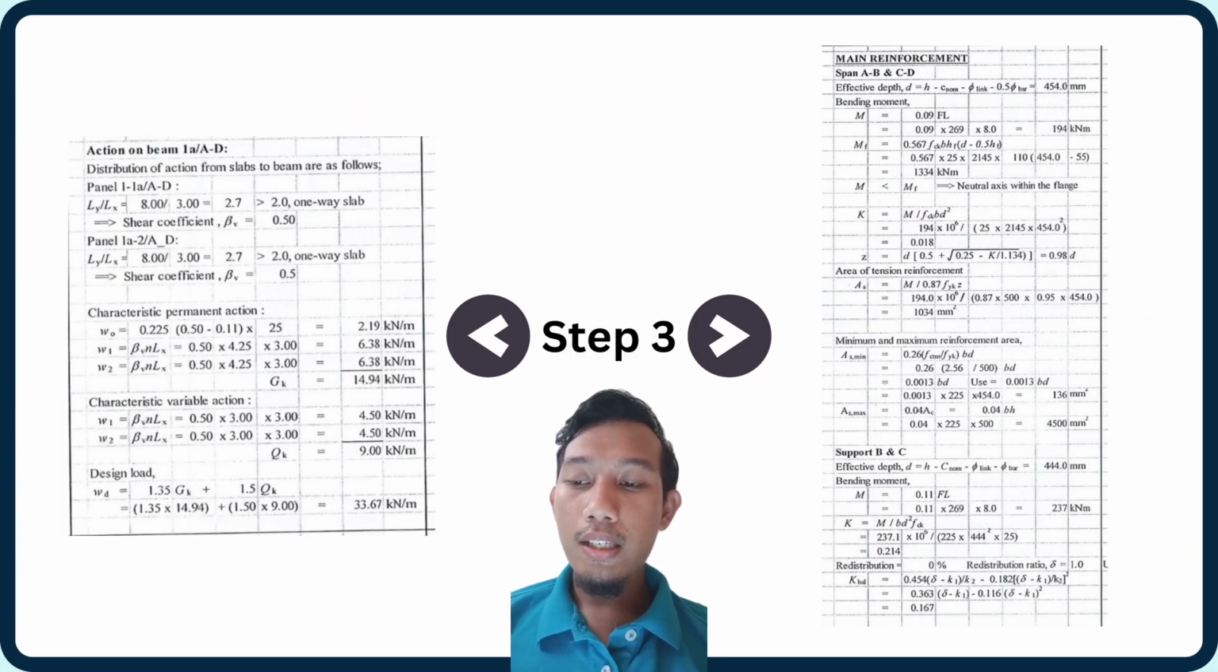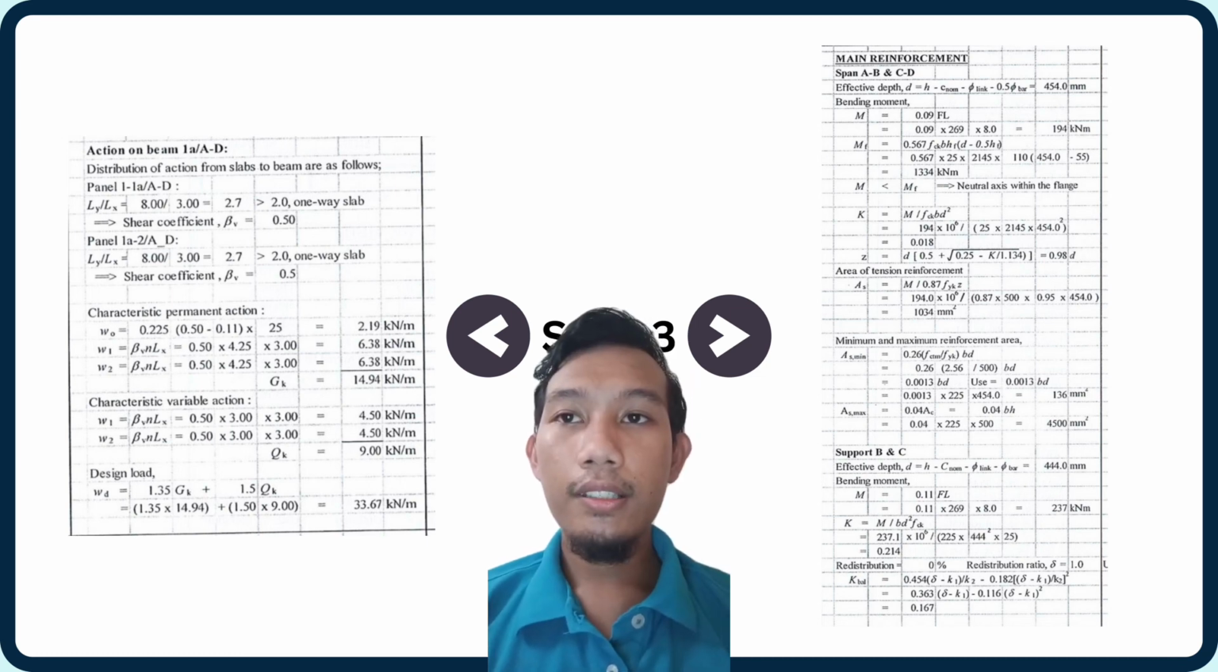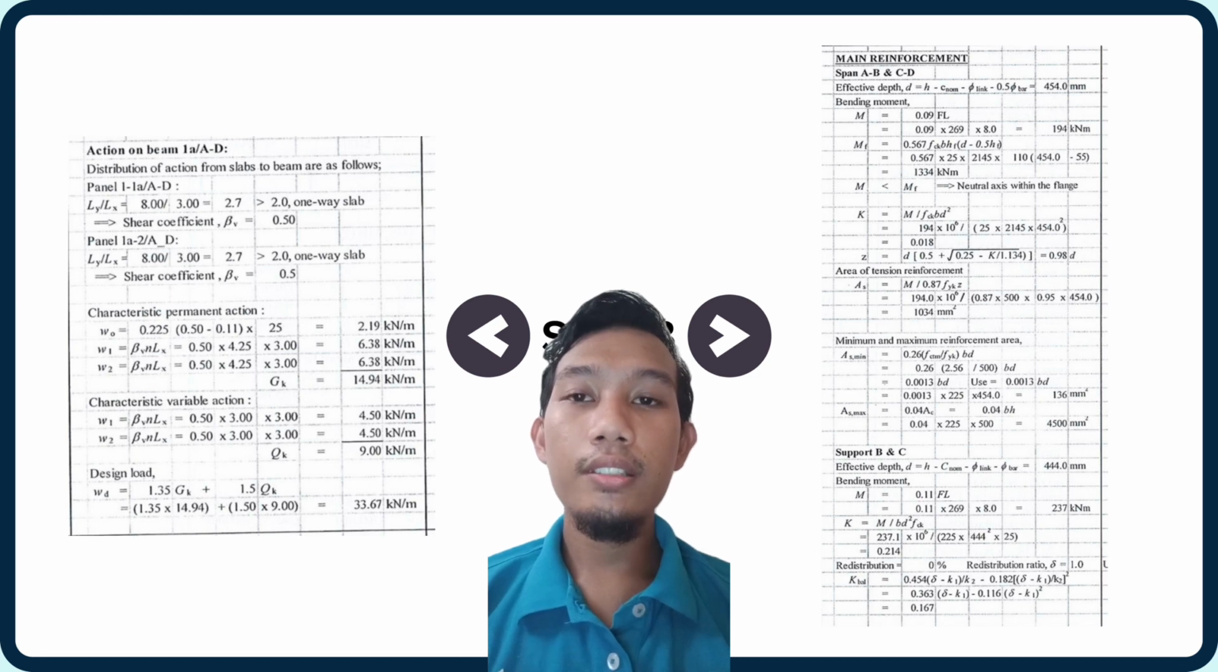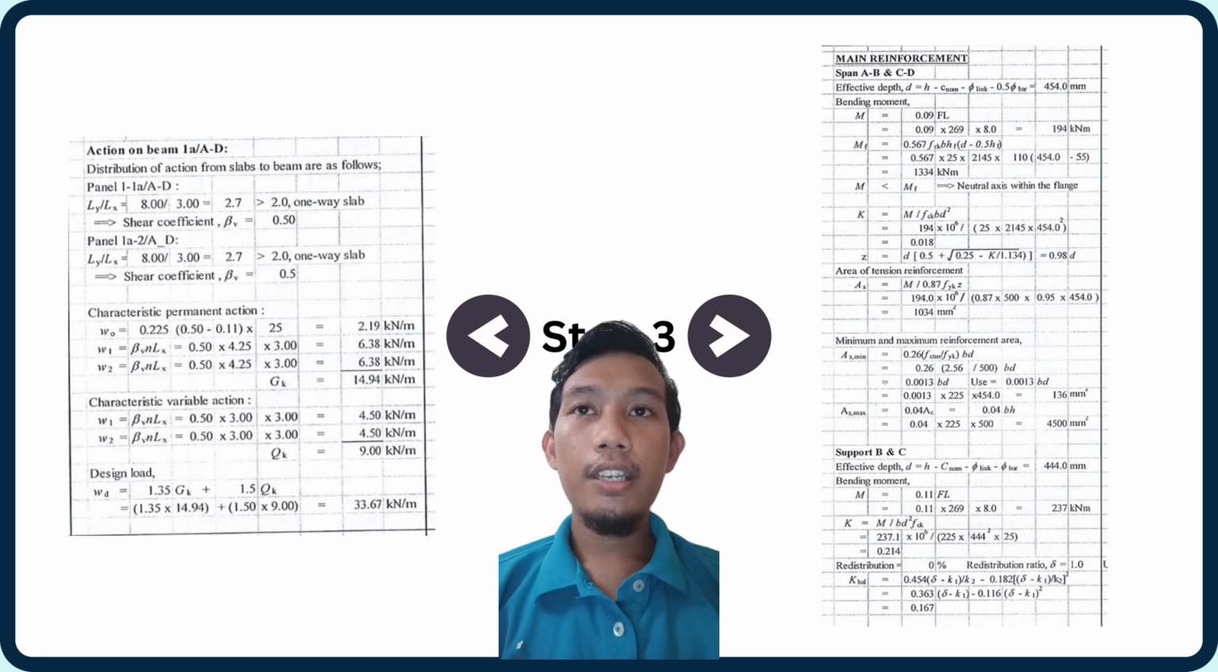Action on beam 1A AD. Distribution of action from slab panel 1A over AD. Ly over Lx is 2.7, which is one-way slab, and the shear coefficient is 0.5. For panel 1A to AD, Ly over Lx is 2.7, also one-way slab, and the shear coefficient is also 0.5. For characteristic permanent action, Gk equals 14.94 kN per meter, and characteristic variable action Qk is 9.0 kN per meter. The design load is 33.67 kN per meter.